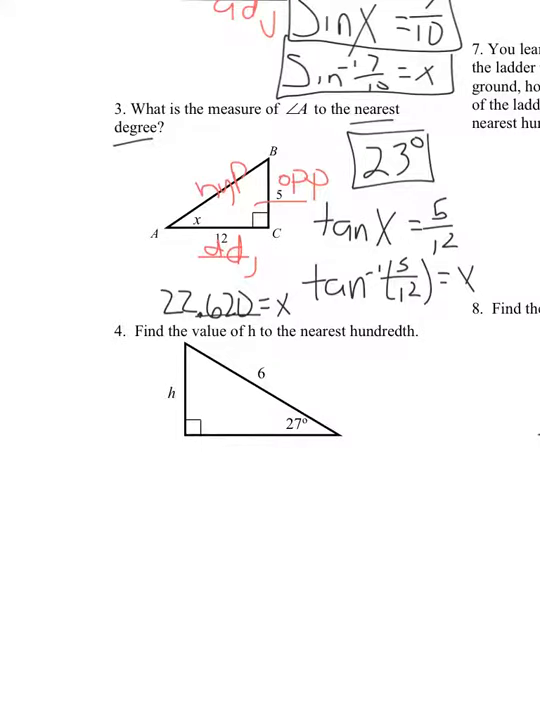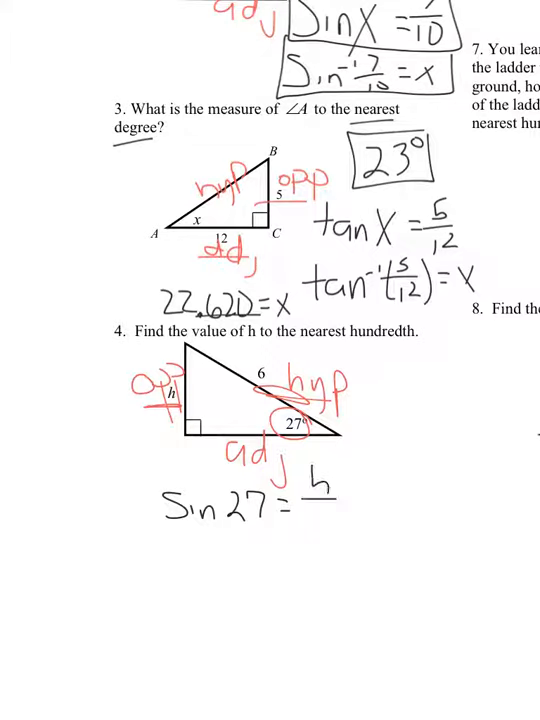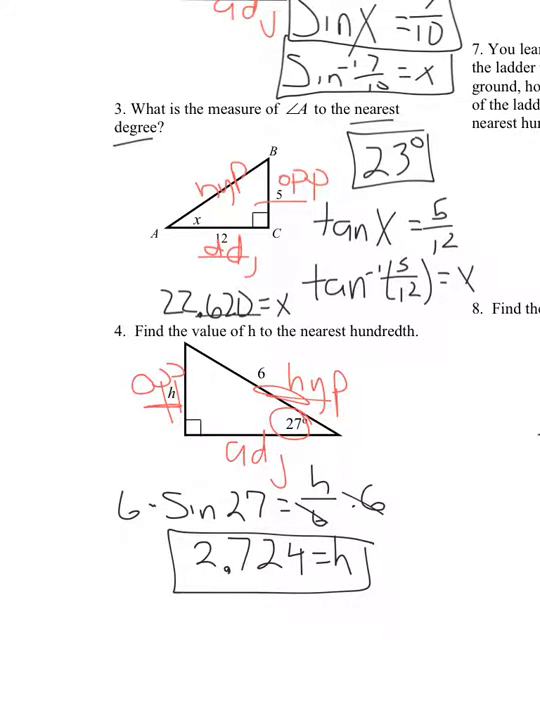Number 4, find the value of h to the nearest hundredth. So from the angle you start, opposite, hypotenuse, adjacent. This time our opposite and hypotenuse have information. That's sine. Sine of 27 degrees equals the opposite h over the hypotenuse 6. This is a simple times 6 to both sides. And you're going to get 2.724. And that's your height. Okay.